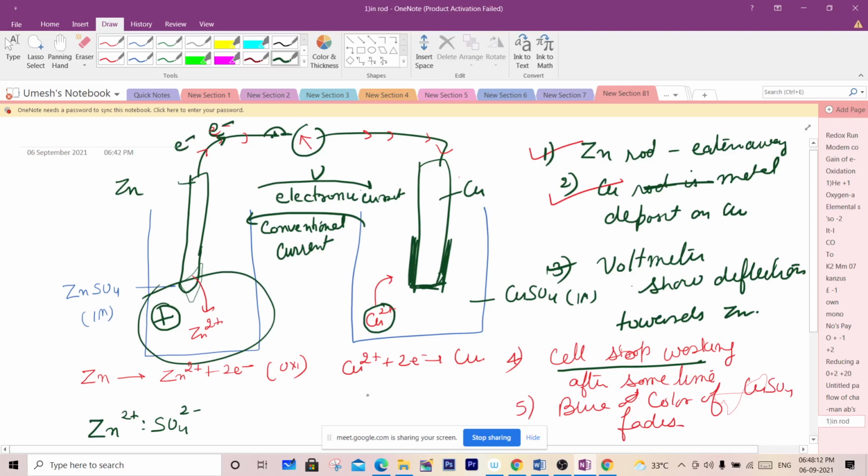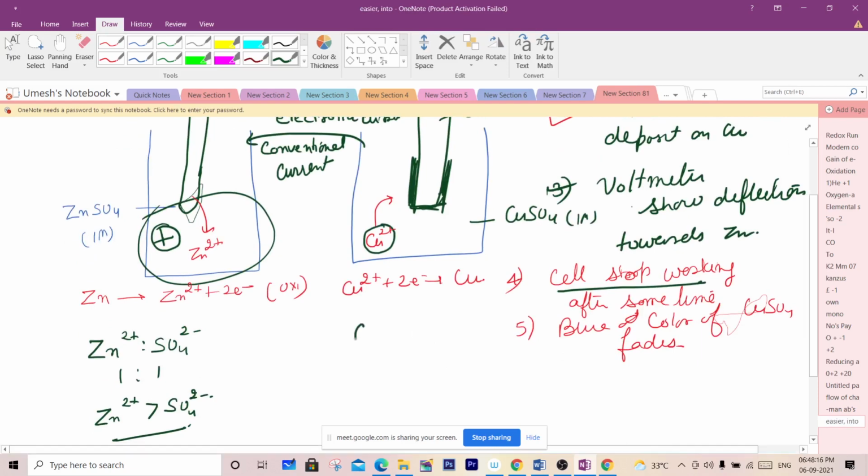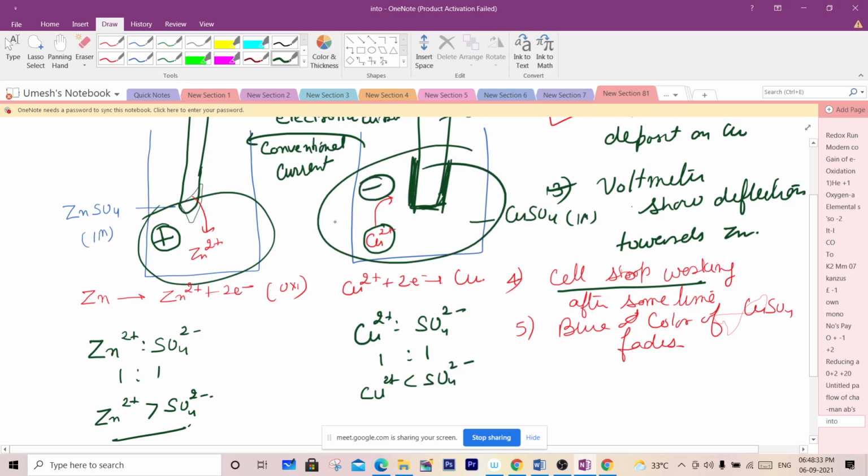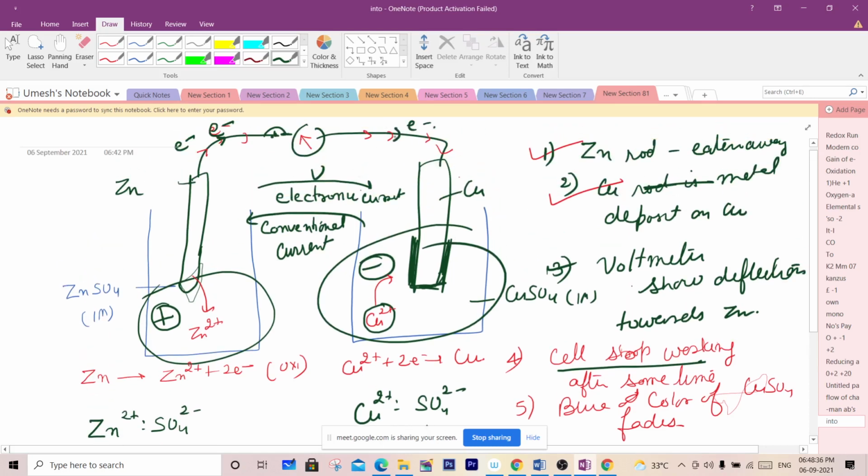And now here we have copper ions and sulfate ions. The ratio is 1:1, but now copper ions are fewer than the sulfate ions because they have got deposited over there. When they got deposited, the solution becomes negatively charged. When it becomes negatively charged, the electrons coming towards this side will be repelled. So the electron flow will stop, and that is why the cell will stop working after some time. Our chemical is not finished.